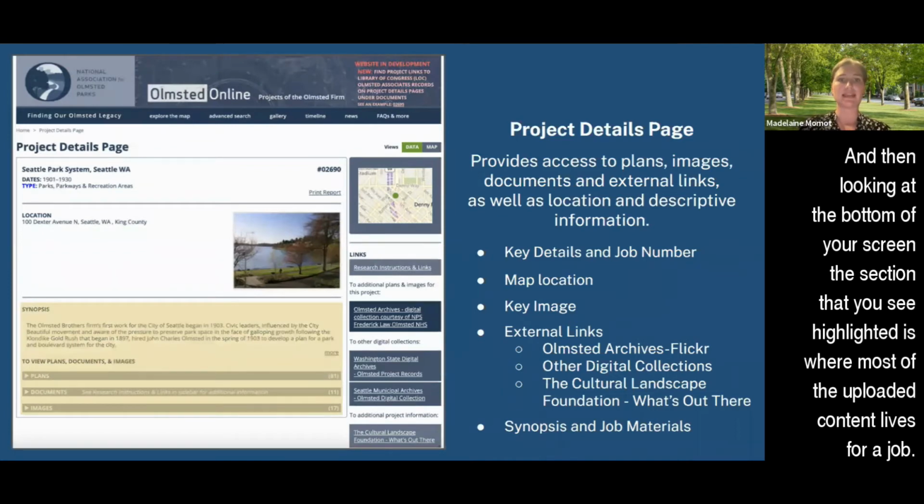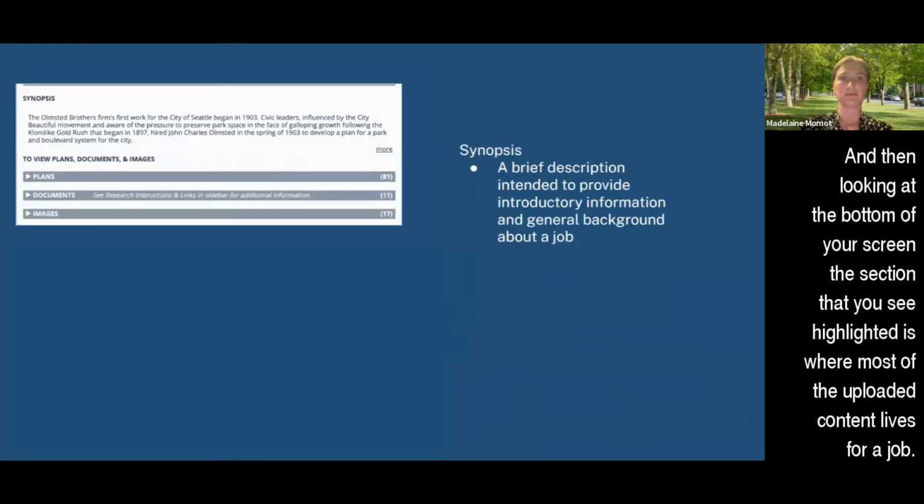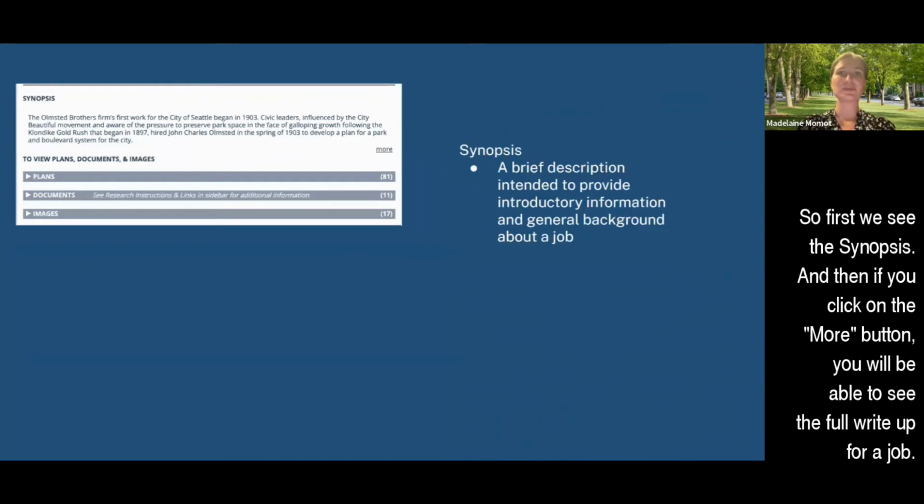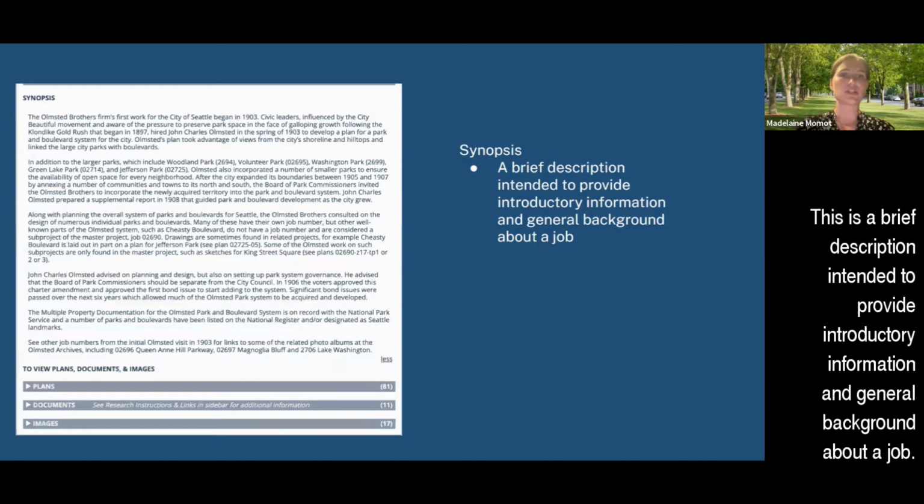And then looking at the bottom of your screen, the section that you see highlighted is where most of the uploaded content lives for a job. So first we see the synopsis, and then if you click on the More button, you will be able to see the full write-up for a job. So this is a brief description intended to provide introductory information and general background about a job.